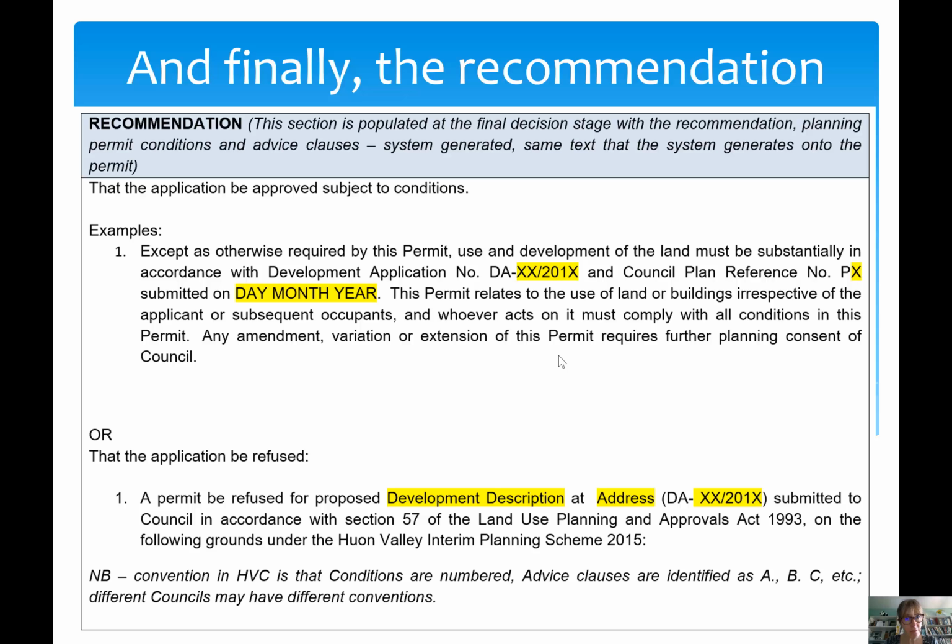And finally, the recommendation at the end. So this is what the planner writes that goes up to either the delegated authority, which might be the senior planner, or more likely in the case of the Huon Valley, to a council meeting. Then the relevant bit gets filled out here, so that the application be approved subject to conditions, and there might be lots of conditions. There's only an example in here, but it might be 1 through 12, or that all gets deleted, and that the application be refused gets moved up, a permit be refused, and the details here.